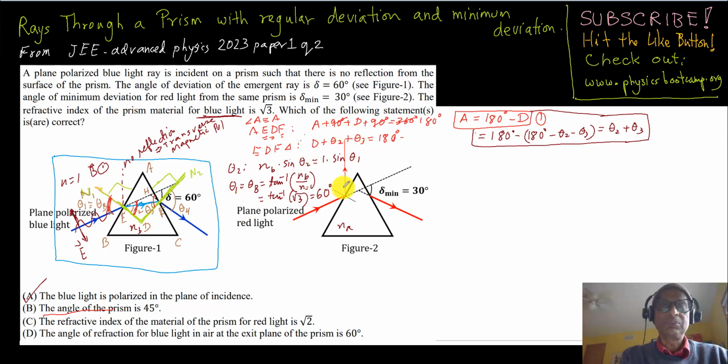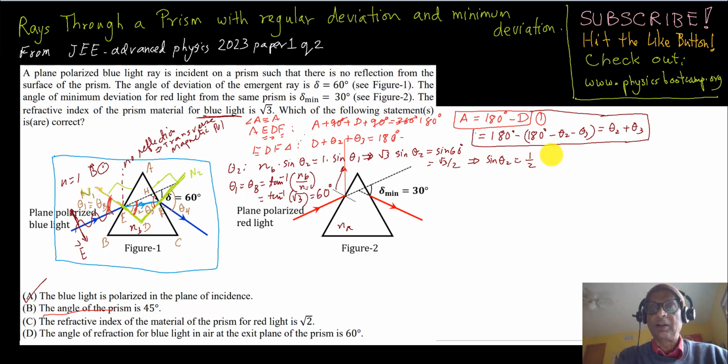So theta 2, I put it in here, and this is square root of 3 times sine of theta 2 equal to sine 60 degrees. What is sine 60 degrees? That's the square root of 3 over 2. So that just means sine theta 2 equals a half, which means theta 2 equals 30 degrees. So we got theta 2, we need to get theta 3.